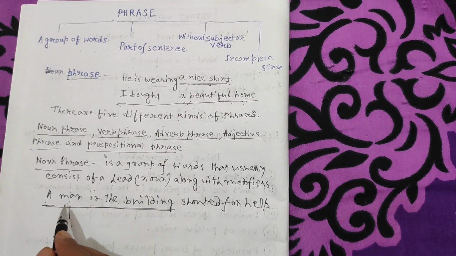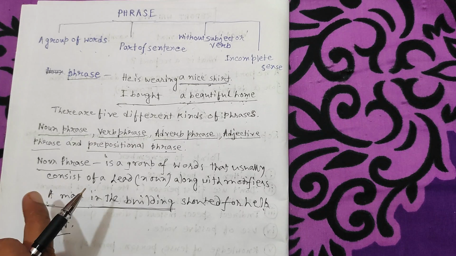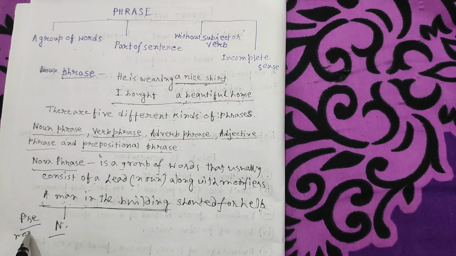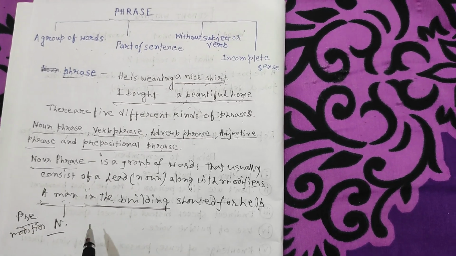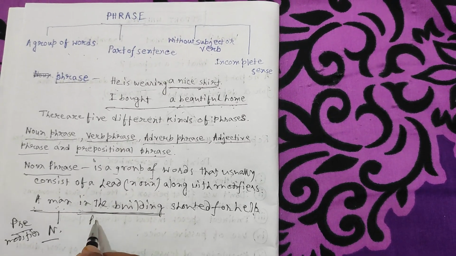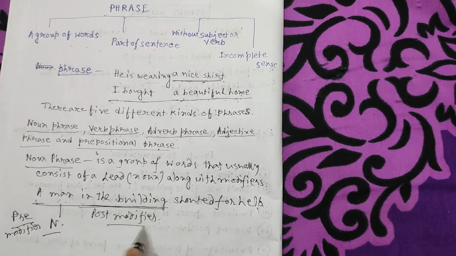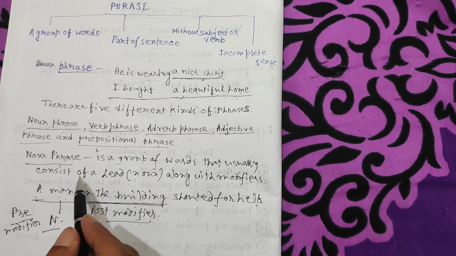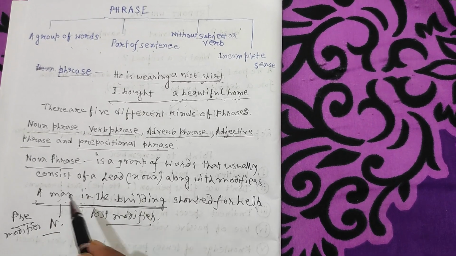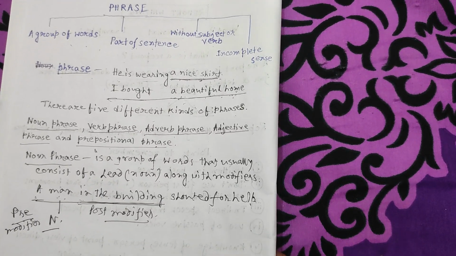So when the modifier is placed before a noun, it can be called a pre-modifier, and when the modifier is placed after that particular noun, it can be called a post-modifier. So a noun phrase consists of a noun and other associated words which modify a noun. Let us take more examples.